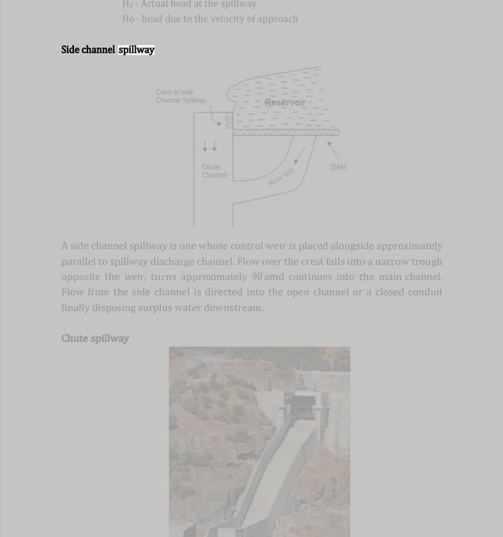Side channel spillway. A side channel spillway is one whose control weir is placed alongside, approximately parallel to, the spillway discharge channel. Flow over the crest falls into a narrow trough opposite the weir, turns approximately 90 degrees, and continues into the main channel. Flow from the side channel is directed into the open channel or a closed conduit, finally disposing surplus water downstream.